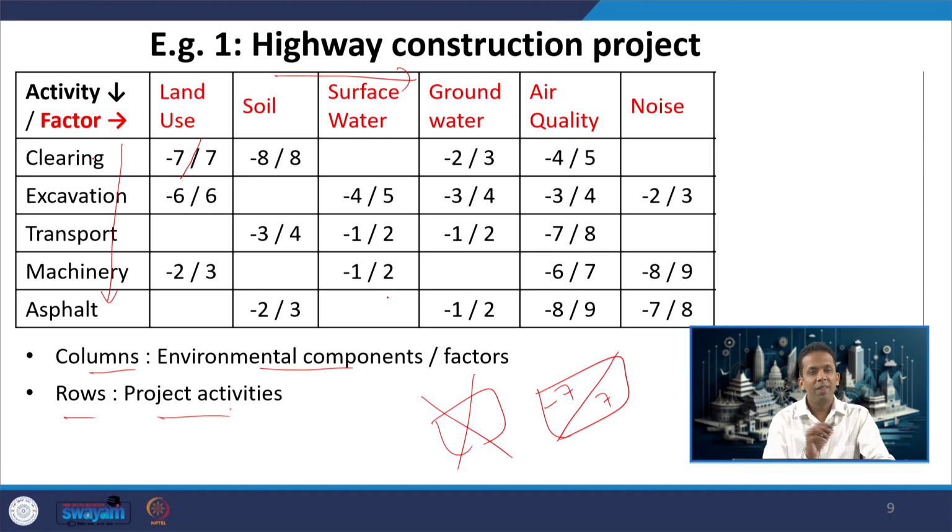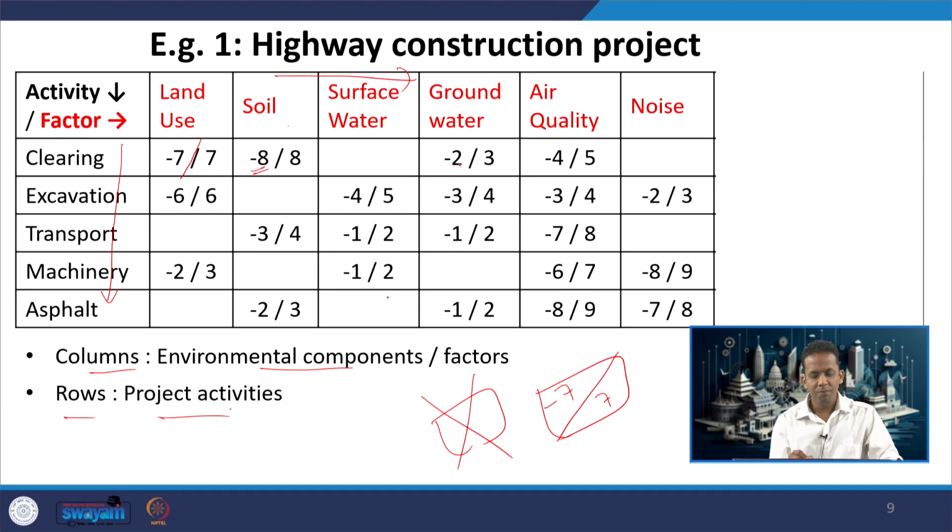Since an activity has an impact on a factor, it will be easy to read the table row wise. Now, the first activity is clearing. Clearing has impact on land use, soil, it does not have impact on surface water, it has impact on groundwater, air quality, it does not have impact on noise. On land use it has a high impact, but the highest impact is on the soil, because it is the soil which gets directly affected when we clear the land.